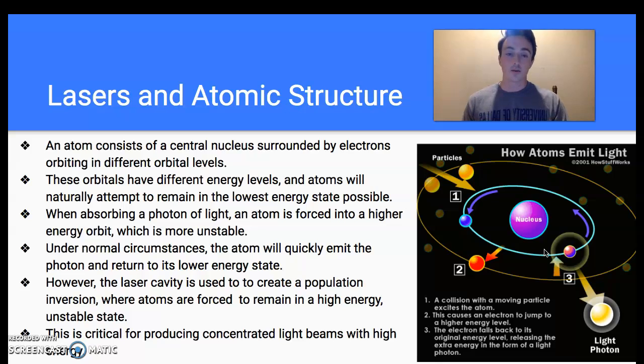But with lasers, the laser cavity is used to create a population inversion where the atoms are forced to remain in high energy unstable states. So they're constantly producing lots and lots of light photons. So the population inversion is critical for producing the concentrated light beams with high energy.